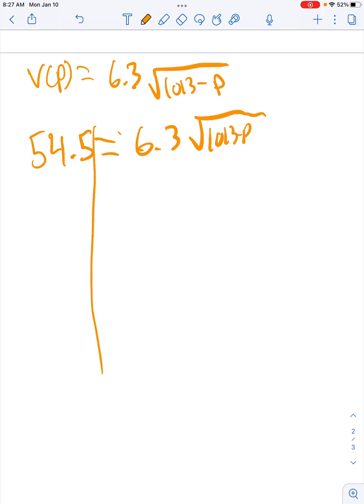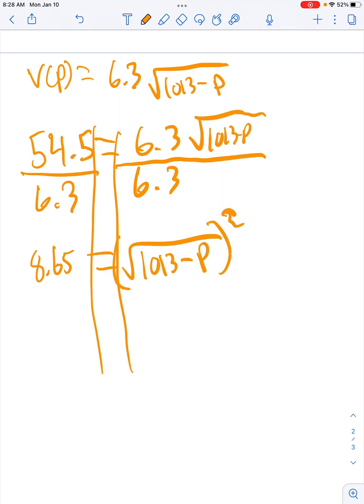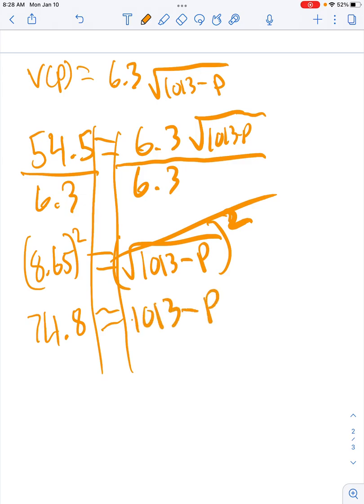First step is to isolate the radical, which means I got to get rid of this 6.3. So this is 6.3 multiplied by whatever's underneath my square root sign. So the opposite of multiplication is to divide. So this gives me approximately 8.65, which is equal to the square root of 1013 minus P. To get rid of a square root sign, you got to square it, which means I got to square it over here. 8.65 squared is about 74.8, which again is approximately, now these two cancel out, and I'm just left with 1013 minus P.